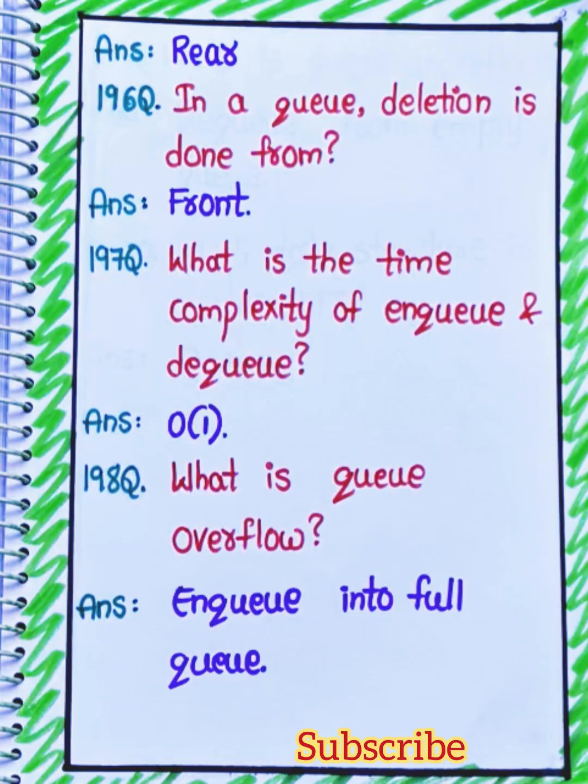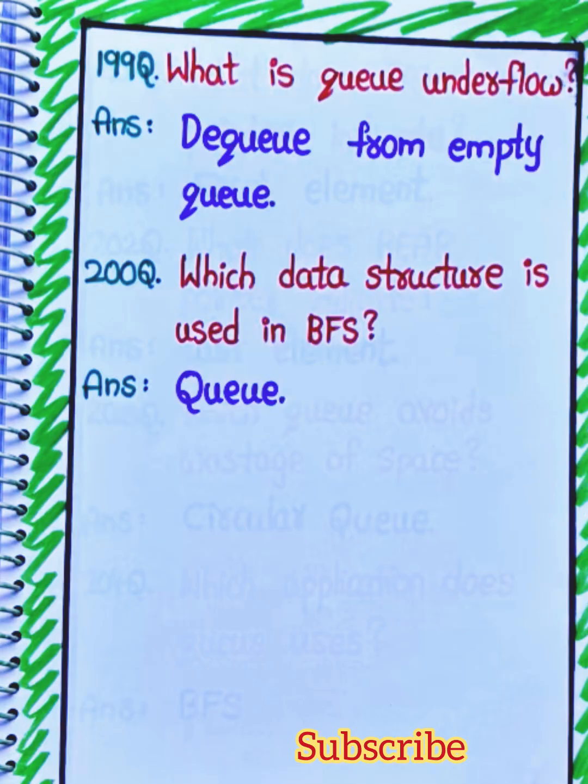O(1). What is queue overflow? NQ into full queue. What is queue underflow? DQ from empty queue. Which data structure is used in BFS? Queue data structure is used in BFS.